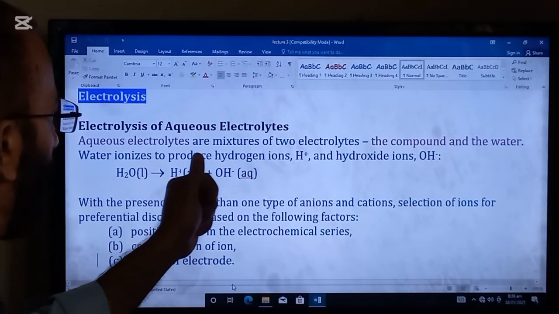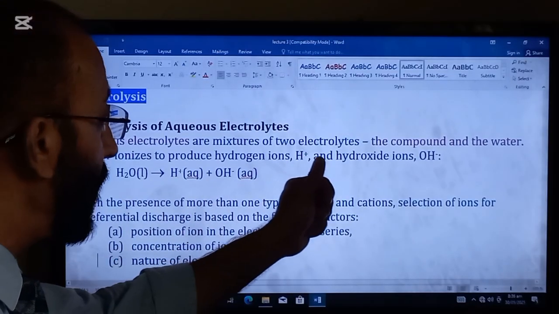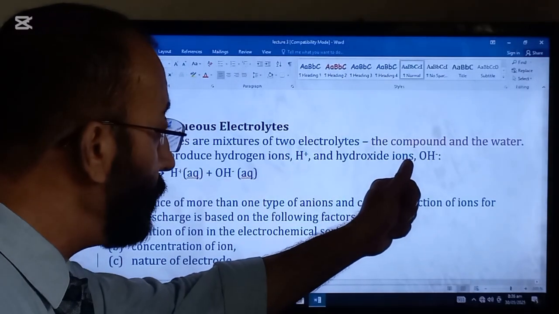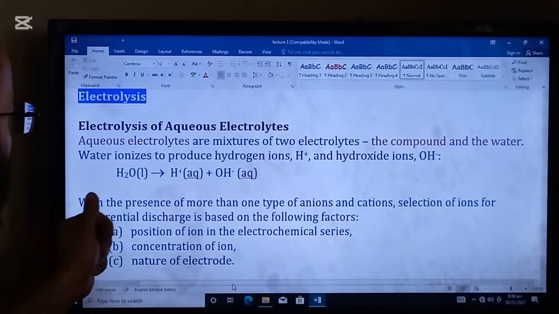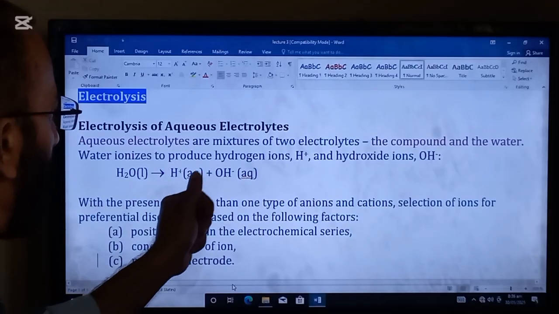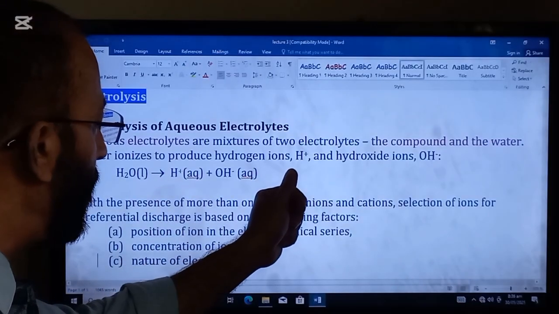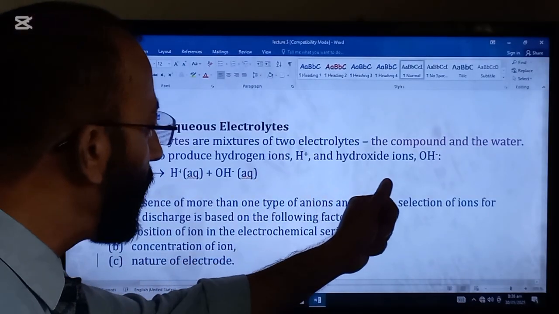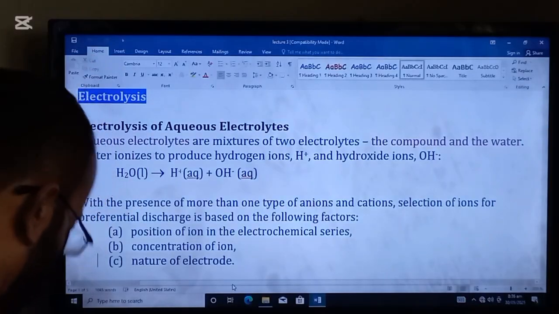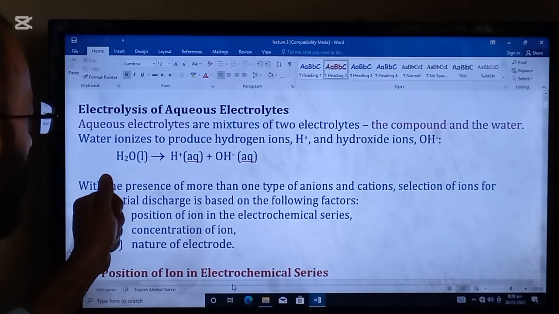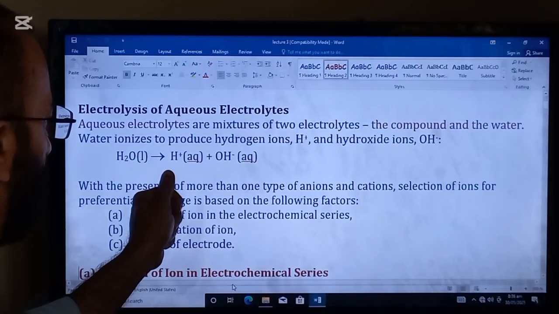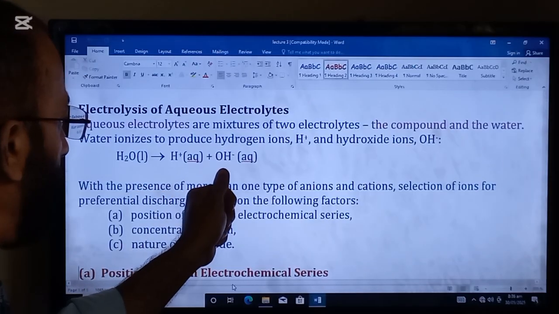Aqueous electrolytes are mixtures of two electrolytes, the compound and the water. Water ionizes to produce hydrogen ion H+ and hydroxide ion OH-. That is, H2O is converted into H+ and OH-.